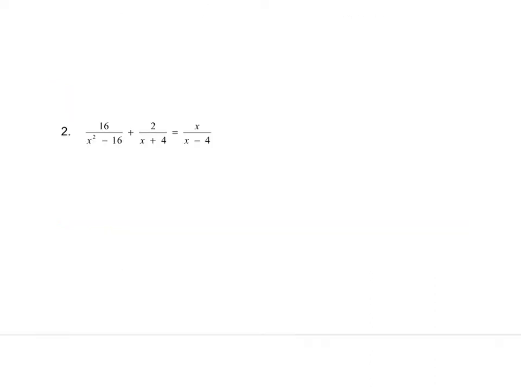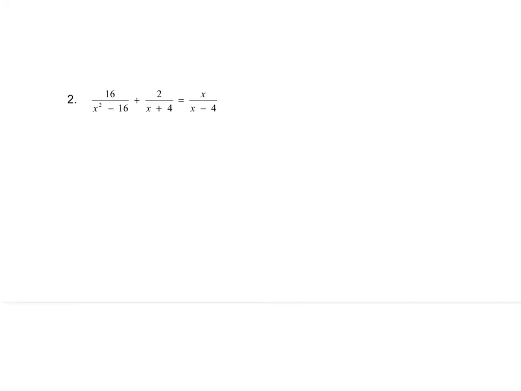In number 2, it looks like it's going to be a little harder to find the LCD. So remember what I said. I said that if the LCD is hard to find, you're going to want to factor your denominators to see truly what you have. So I'm going to go over on the side and take a look at x squared minus 16. And isn't x squared minus 16 factorable? So isn't it an x plus 4 and an x minus 4?